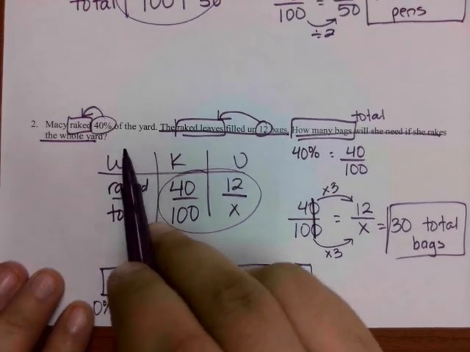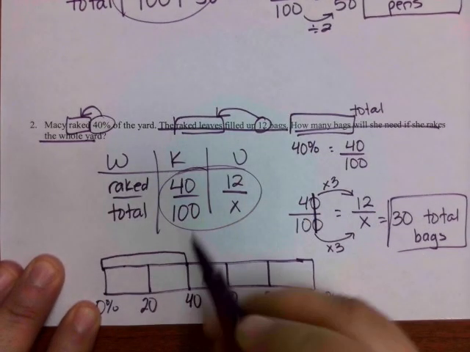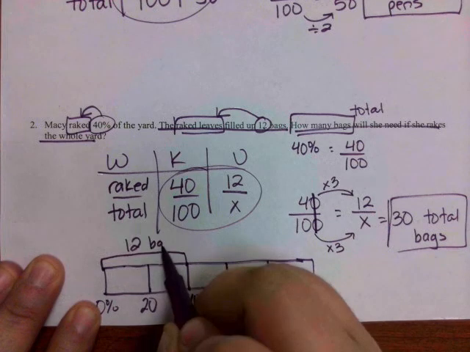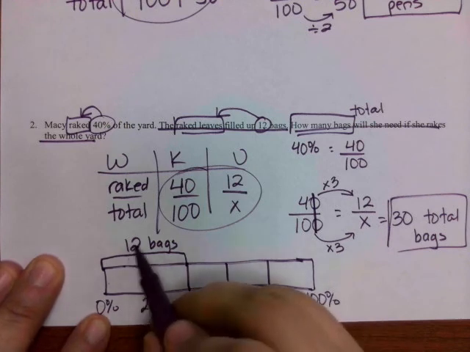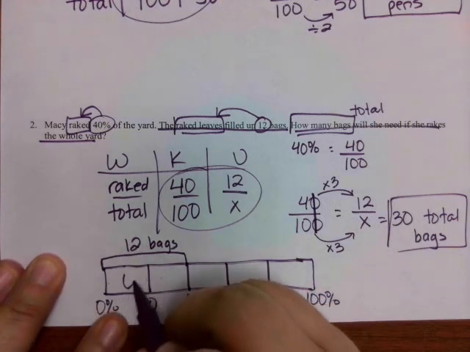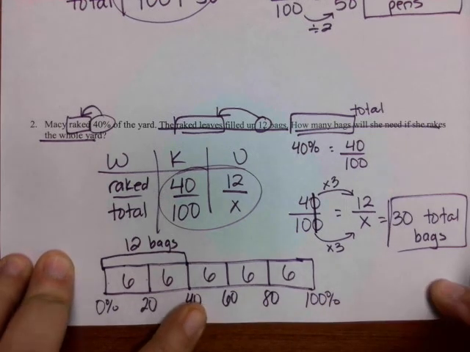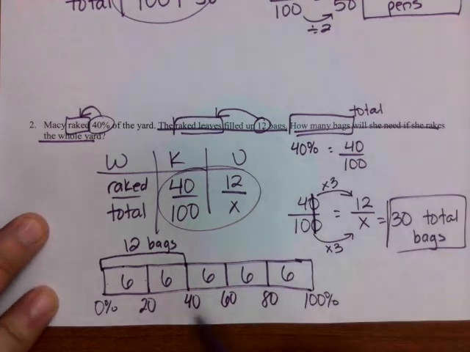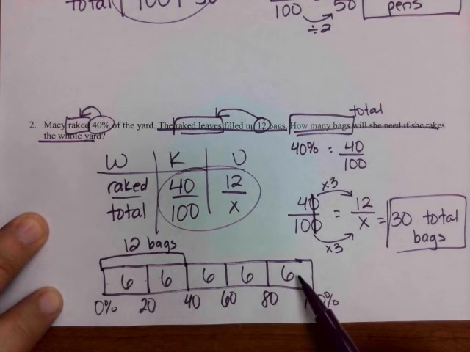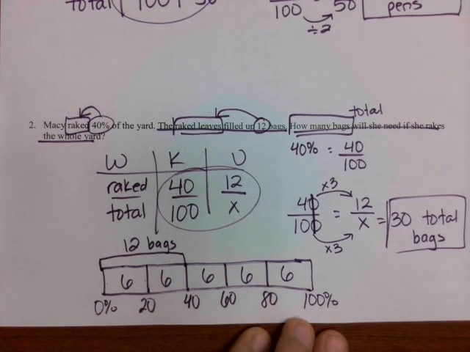And then now the problem said that 40% was 12 bags. So right here, this is 12 bags. And if these are each equal, which we know they are because they're each 20%, 12 divided into 2 sections would be 6 and 6. So each one has to be 6. So when the question says how many bags will she need for the whole yard, you just add up how many bags are in all the sections. So 6 added 5 times, or 6 times 5, would get me the answer of 30 total bags.